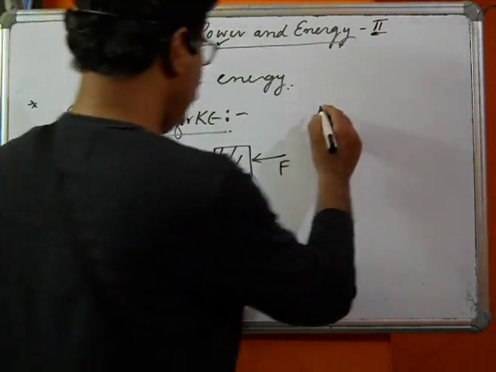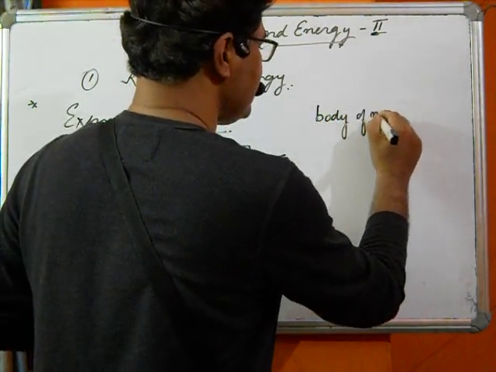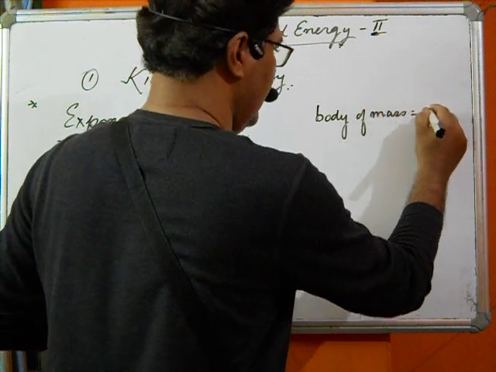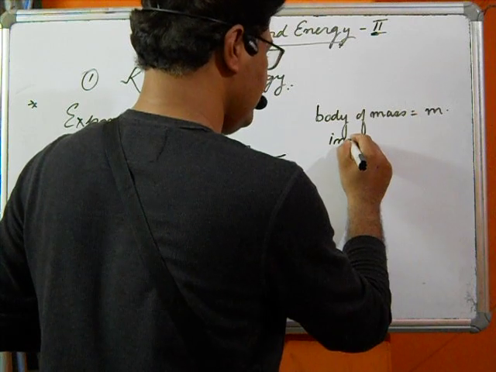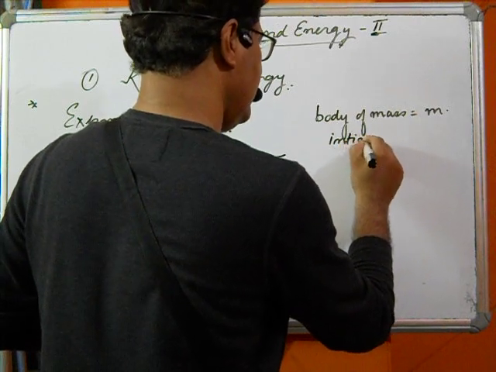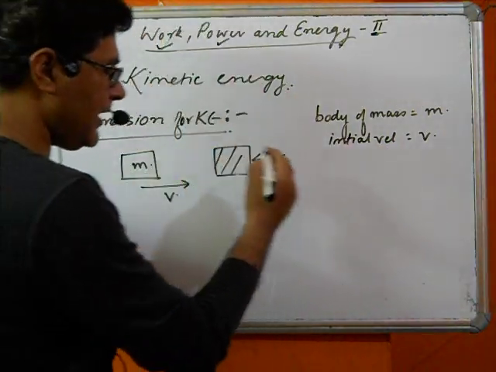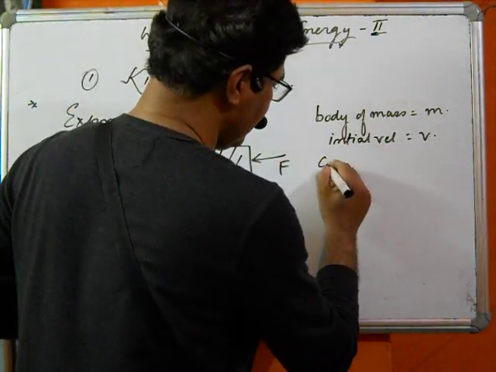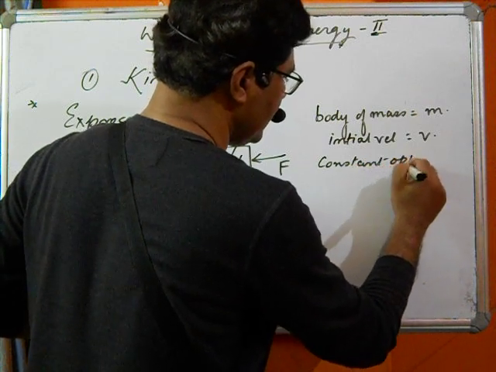Okay, so the body of mass, how much? m. Initial velocity is what? How much? Initial velocity is v. Now I am applying what? A constant opposing force. How much?